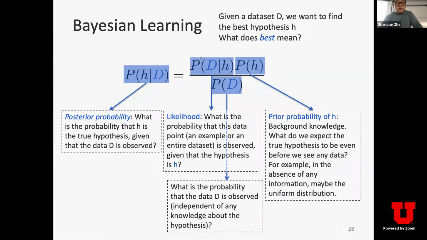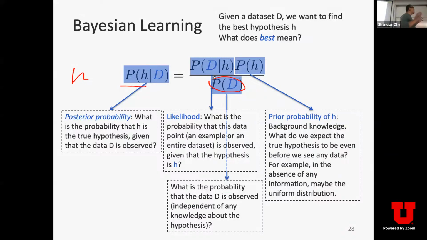And eventually, we just need to normalize the numerator by this marginal probability of data D. What is the marginal probability you observe this data D? You can see that it is actually independent of any knowledge of H, so it's constant to H. That means if we really want to find out which hypothesis H maximizes this posterior probability, P of D is some constant you can ignore. It has nothing to do with your maximization procedure. You can just throw it out.